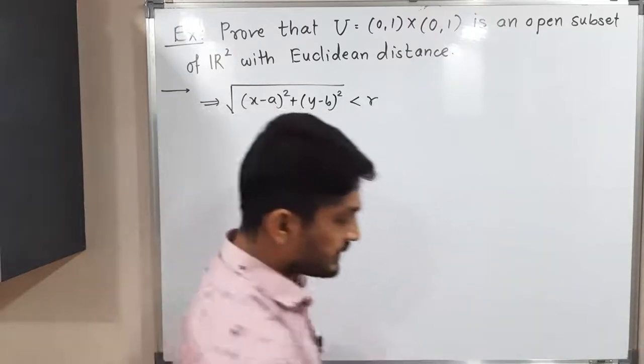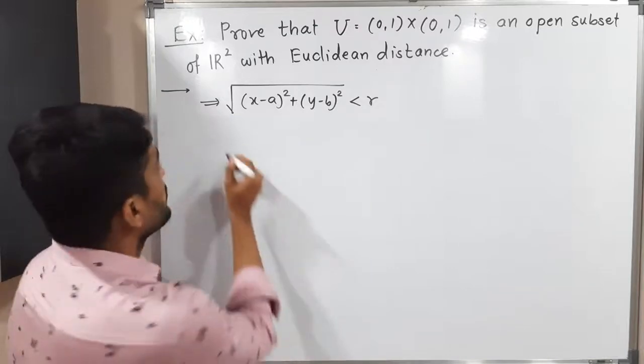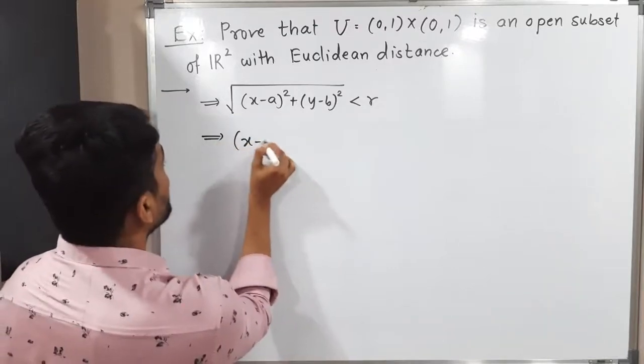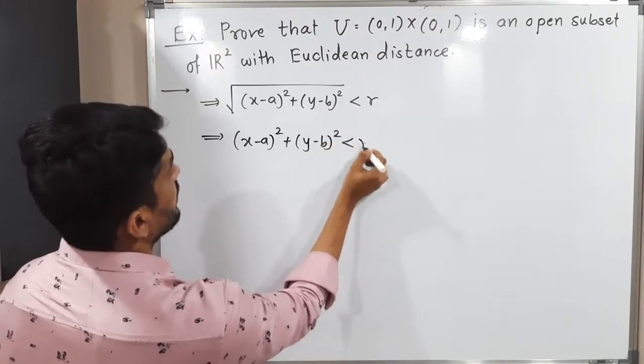So can you tell me the next step? Obviously, to remove the square root, I will take the square of both sides. So we will have (x minus a) square plus (y minus b) square less than r square.